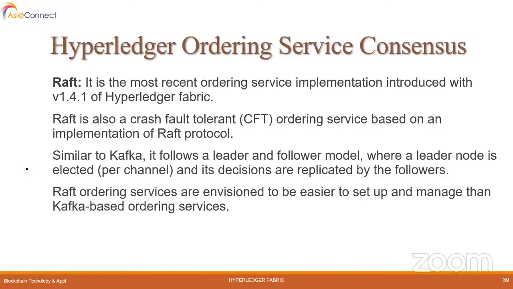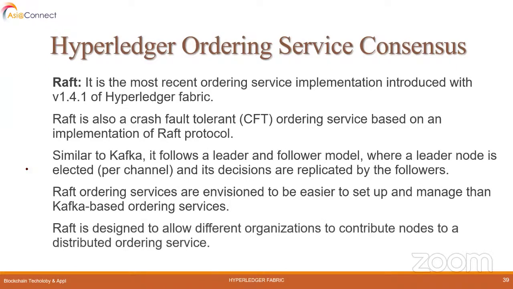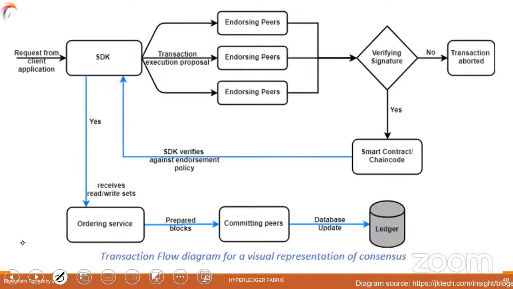I'm not saying that if you're developing a Hyperledger Fabric-based application, it's necessary or mandatory that you use Raft. You can use your own ordering service consensus. Raft is designed to allow different organizations to contribute nodes to a distributed ordering service. So that is the reason Raft and Kafka are in use, and Raft is recently done.